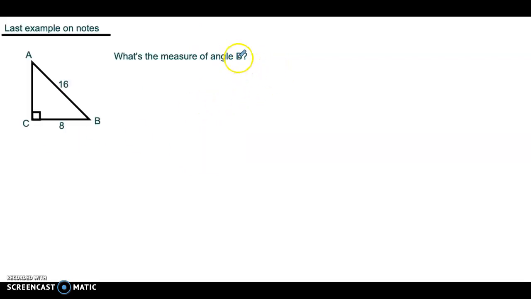All right, the last example. What's the measure of angle B? The trig functions relate an angle measurement to a ratio of sides, so we're going to set this up the same way. Here is angle B. The two sides that we know are the adjacent side, 8, and the hypotenuse, 16. So those three things are related with cosine of the angle equals adjacent 8 over hypotenuse 16.